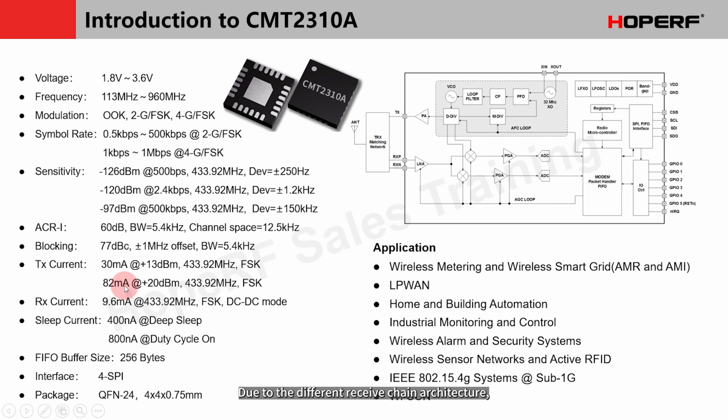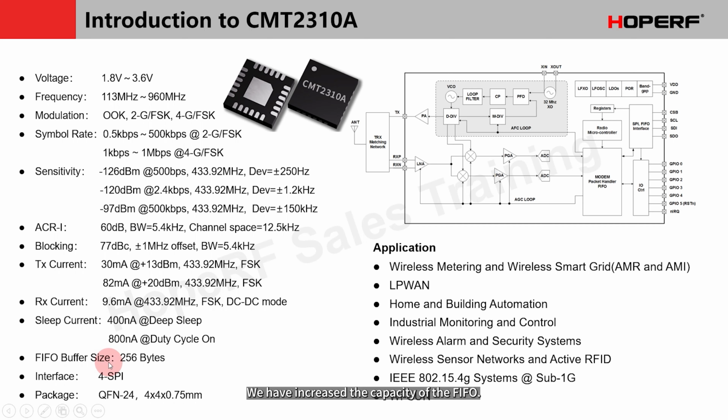Due to the different receive chain architecture, the receive current is slightly higher than that of CMT2300A. When the on-chip DC-DC module is not enabled, its receive current is about 14 mA. When the DC-DC module is enabled, its receive current is approximately 9.6 mA. The sleep current is similar to CMT2300A, with a leakage current of about 400 mA during deep sleep. If the duty cycle working mode is enabled, and the internal 32 kHz low-speed RC clock needs to be turned on, the sleep current is 800 mA.